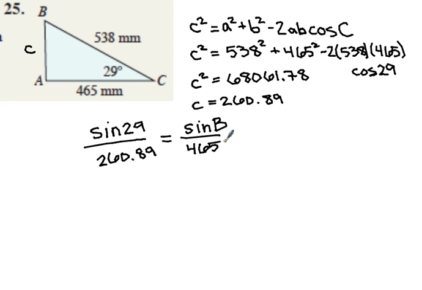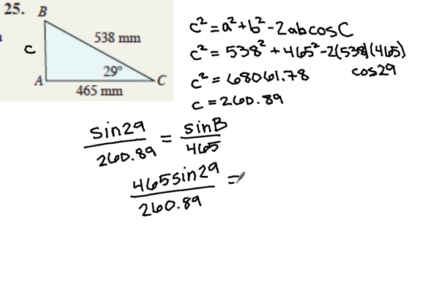Now we can do our cross multiplying piece here, and we can solve for B. So we'll end up with 465 times sine 29 divided by 260.89, and that's going to equal sine B. How do we undo sine? Sine inverse. So B is going to equal the sine inverse of all of this.